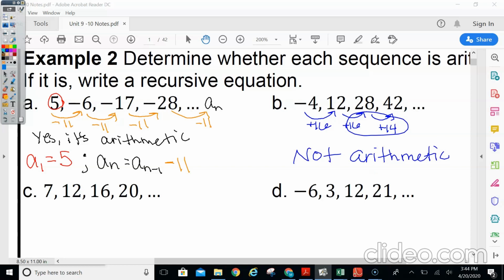Okay, what about C? From here to here, 12 minus 7 is 5. From here to here, 16 minus 12 is 4. And again, this one is going to be 4 as well. So because they're not the same, we say not arithmetic.